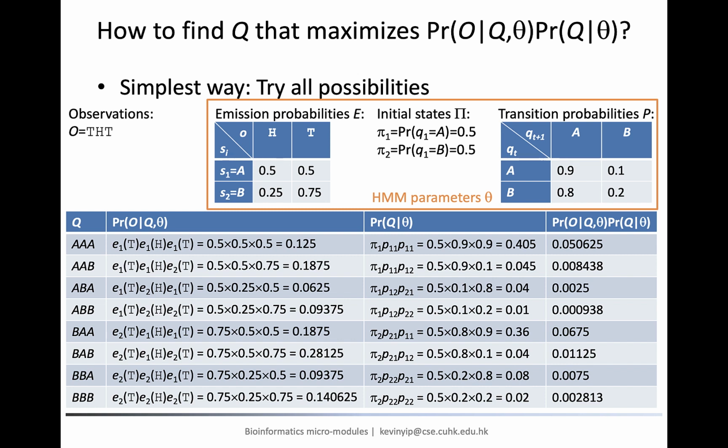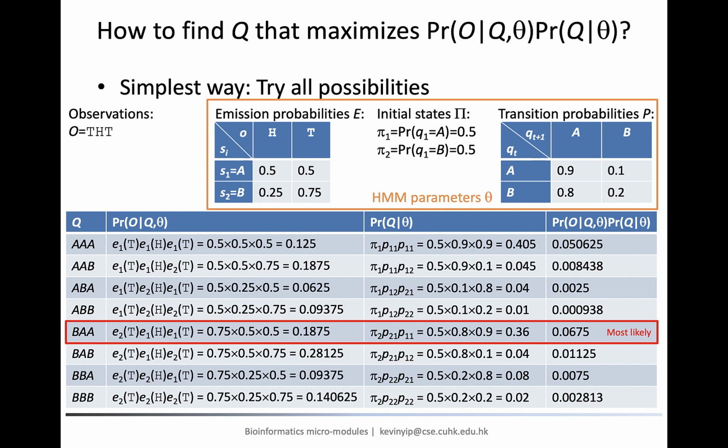Then by comparing these values in the different rows, we find that the value in row 5 is largest, which means the state sequence of BAA has the highest probability given the observation sequence of tail, head, tail, and the model parameters. Notice that we can only compare the probabilities of different possible state sequences, but we cannot tell for sure which one was actually used to generate the observation sequence.